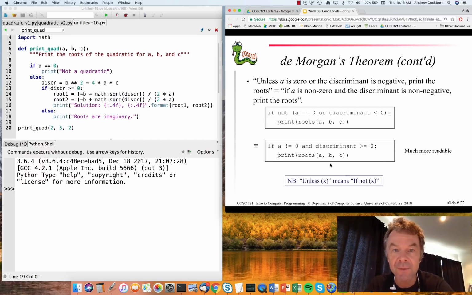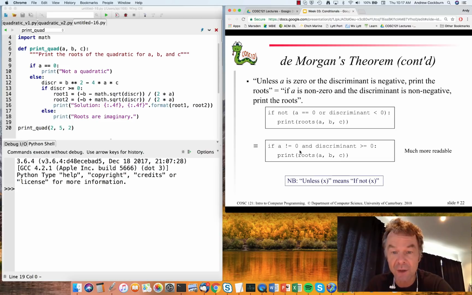As another example of De Morgan's rule, consider the conditions under which we were printing the roots in the quadratic example last time. We might have written some pseudocode, something like this. Unless A is 0 or the discriminant is negative, print the roots. With De Morgan's rule, we can rewrite that as if A is non-zero and the discriminant is non-negative, print the roots.